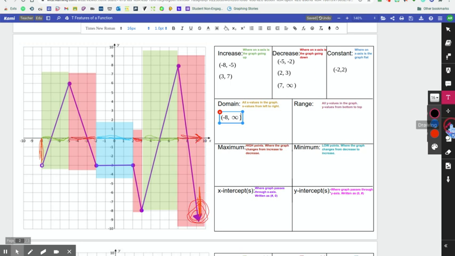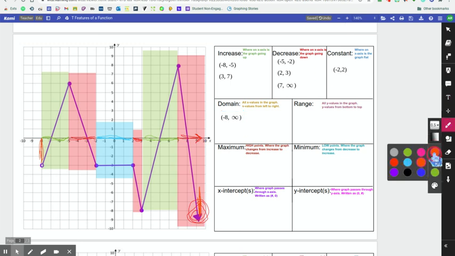Now we're going to talk about the range. The range, and I'm going to use purple for right now. The range says it's all the y values of our graph. So we're looking at our y-axis now, all the y values. And we have to start from the bottom to the top. So what do we see happening at the bottommost part of our graph?